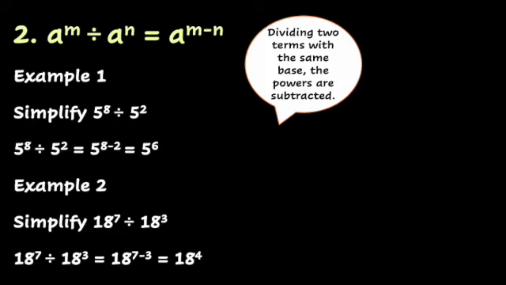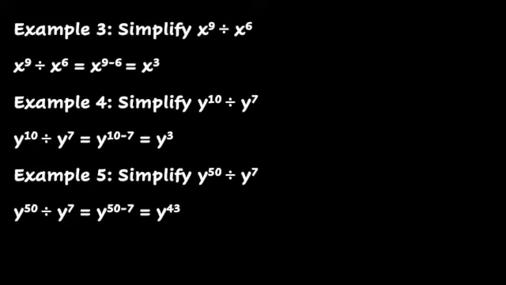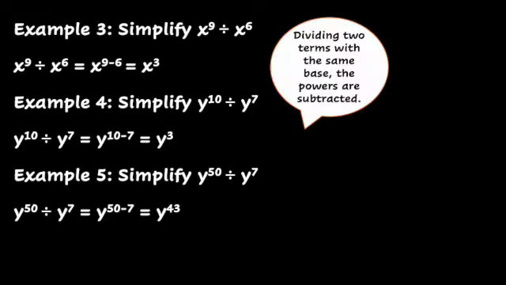In example 1, we have to simplify 5 raised to the power 8 divided by 5 raised to the power 2. So we'll be subtracting the powers. As we do that, we get 5 raised to the power 6 as the answer. In example 2, we have to simplify 18 raised to the power 7 divided by 18 raised to the power 3. So here again, we subtract the powers and we get 18 raised to the power 4 as the final answer. In example 3, we have x raised to the power 9 divided by x raised to the power 6. So that gives us x raised to the power 3 as the answer because the powers are being subtracted here.